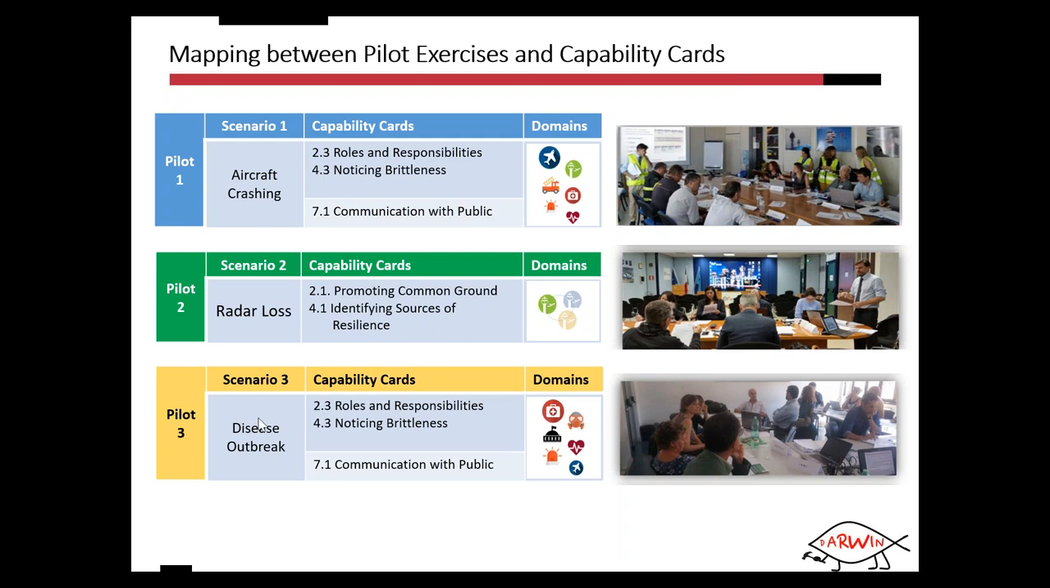Third scenario, the one about the disease outbreak on the incoming flight: we were addressing the same capability cards as in the first scenario, the first pilot, the one about the aircraft crashing. So we wanted to compare the impact of the same cards, guidelines, on two very different domains. Because, as I say, the first one was more focused on the aviation domain, which is a much more structured domain in terms of procedures and formalism, while the third one was more focused on healthcare, which is a more diverse and less regulated domain.